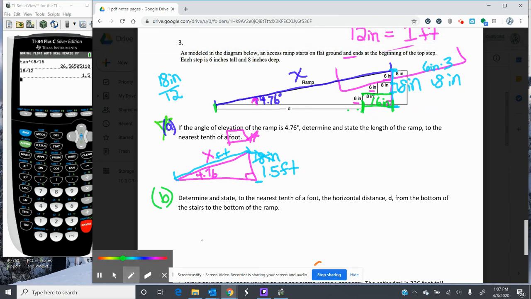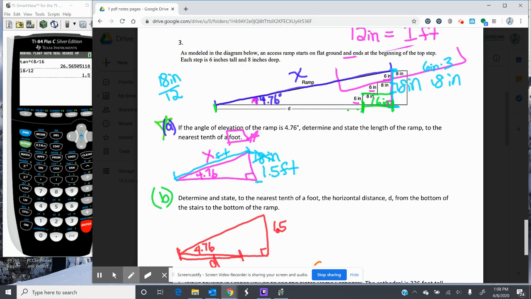The second picture that we're going to have is going to be the 4.76 degrees. We're going to have 1.5 feet up. We still know those two measurements. But now we're looking for the distance D here. So that's going to change what trig function you're going to use.